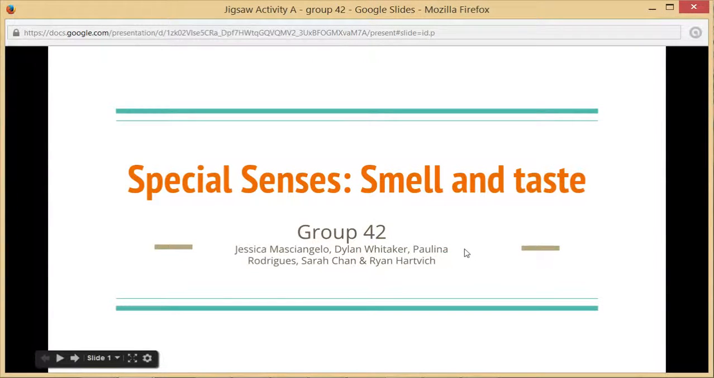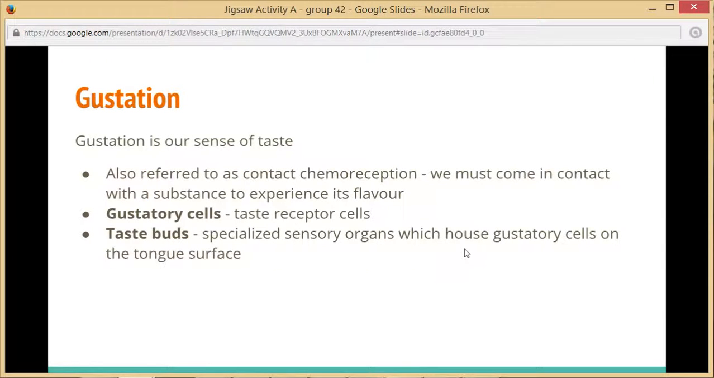So I did my presentation on smell and taste, and I'm going to be skipping a few slides and summarizing a lot of the slides just to keep the time around 5 minutes. So gustation is our sense of taste, and taste receptor cells are called gustatory cells, and they are found in special sensory organs called taste buds, which are found on our tongue.